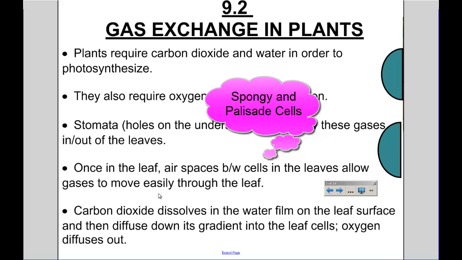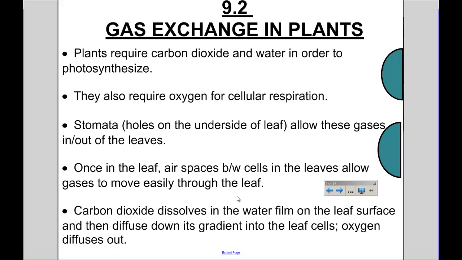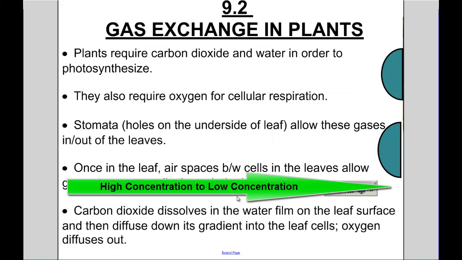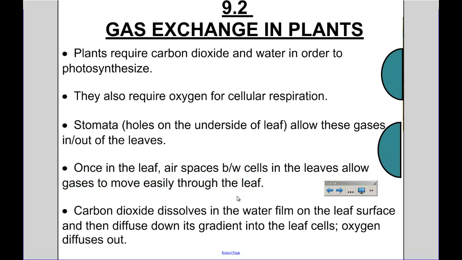Now, carbon dioxide dissolves in the water film on the leaf surface and then diffuses down its gradient, so it goes from a high concentration to a low concentration, and oxygen is the thing that diffuses out. It makes more oxygen during photosynthesis than it uses for cell respiration.